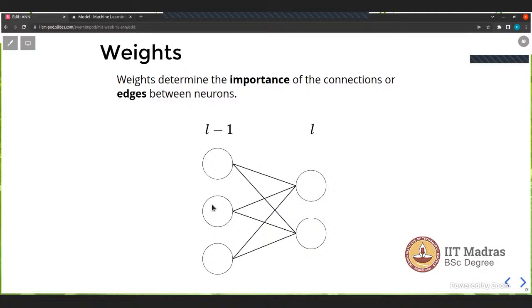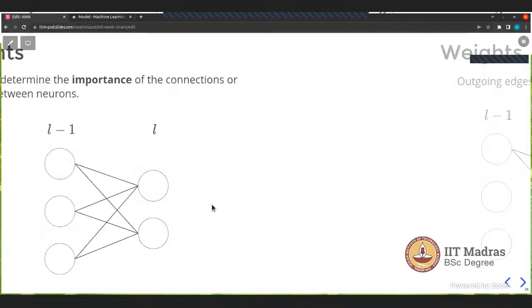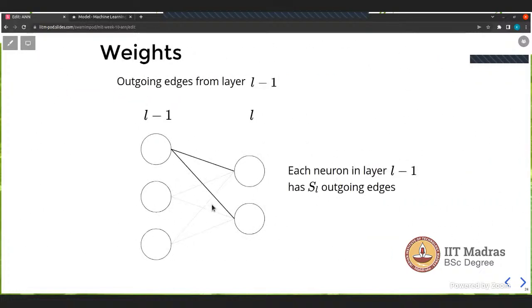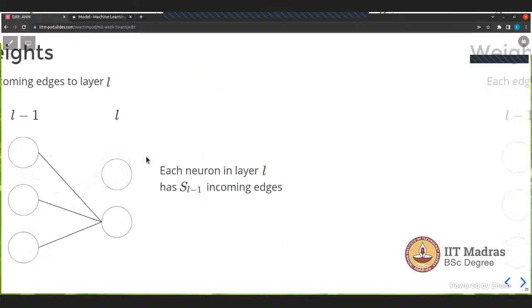Okay, weights are nothing but the importance of the connections between successive layers in your network. In this course, we are only having connections between successive layers. So we don't skip layers. It's always from L-1 to L. And this is the notation we'll be following. WL, right?